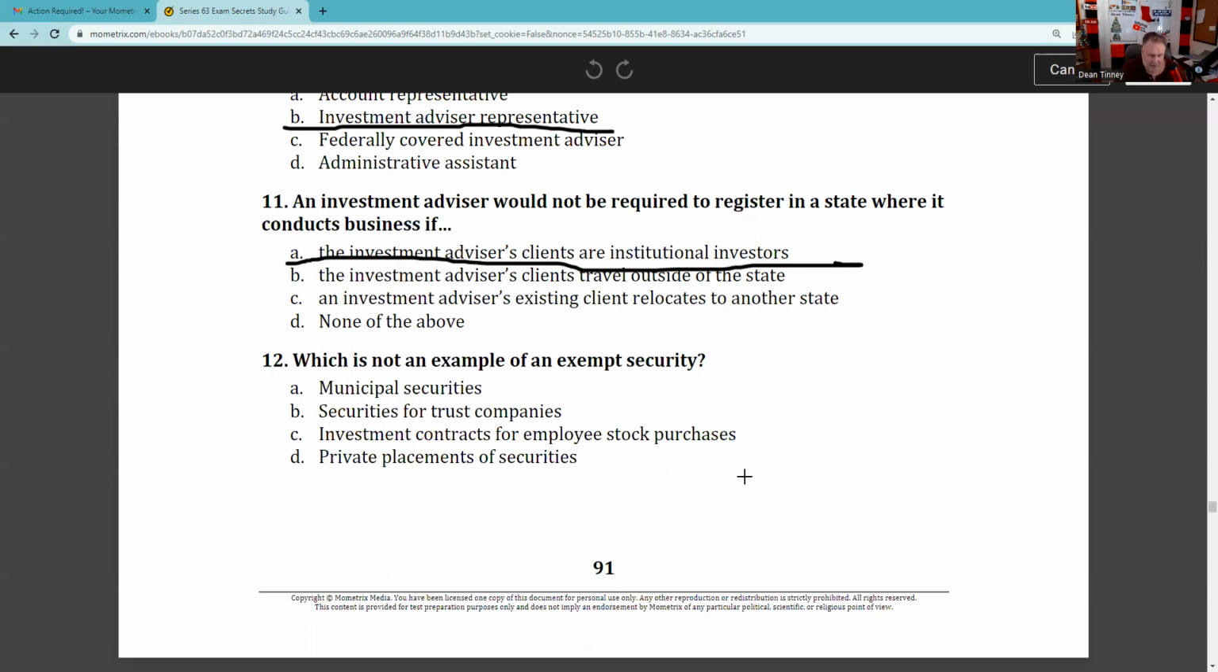The investment advisor clients travel outside the state. If I'm an investment advisor who has clients who are not residents of that other state, I don't have to register. An investment advisor's existing client relocates to another state. None of the above. Given that answer set, A is our best answer, right? So if you travel outside of the state, I may or may not have to be registered, but A is certainly the one. C, I certainly do. And then here we go, right? None of the above. Be careful of that one. The answer is A.